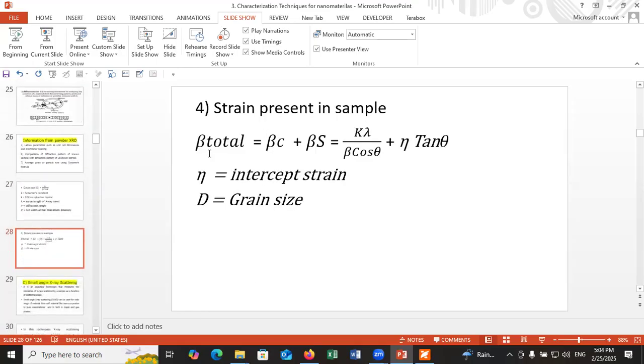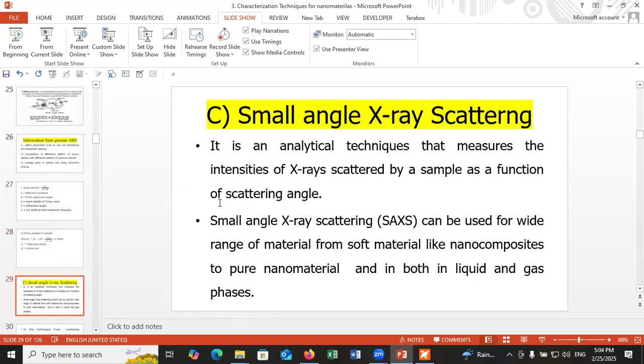Strain present in the sample: beta total equals beta C plus beta S, so beta cos theta equals k lambda over D plus eta sin theta... that is, beta cos theta equals k lambda over D plus 4 eta sin theta, where eta is strain and D is grain size.